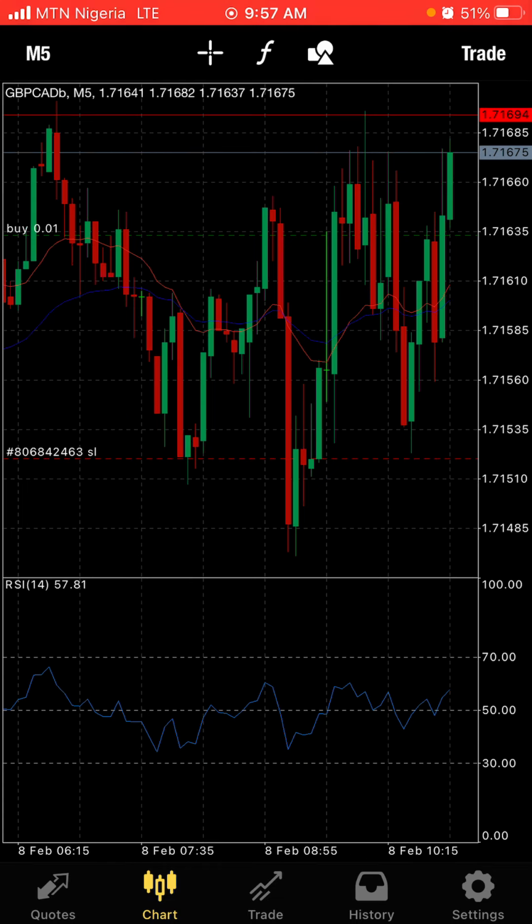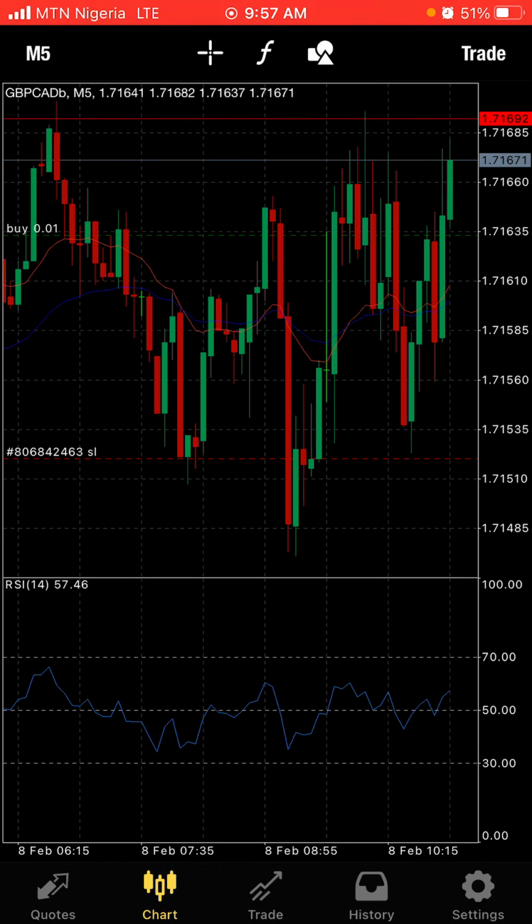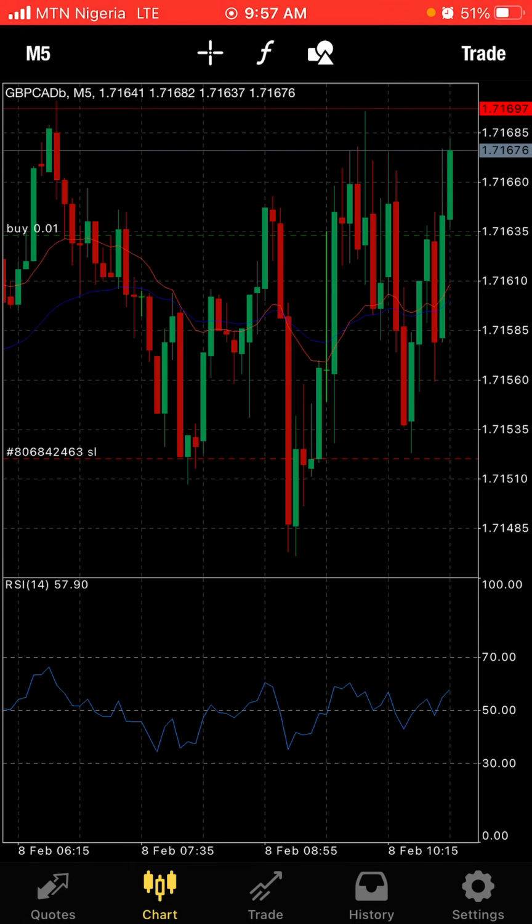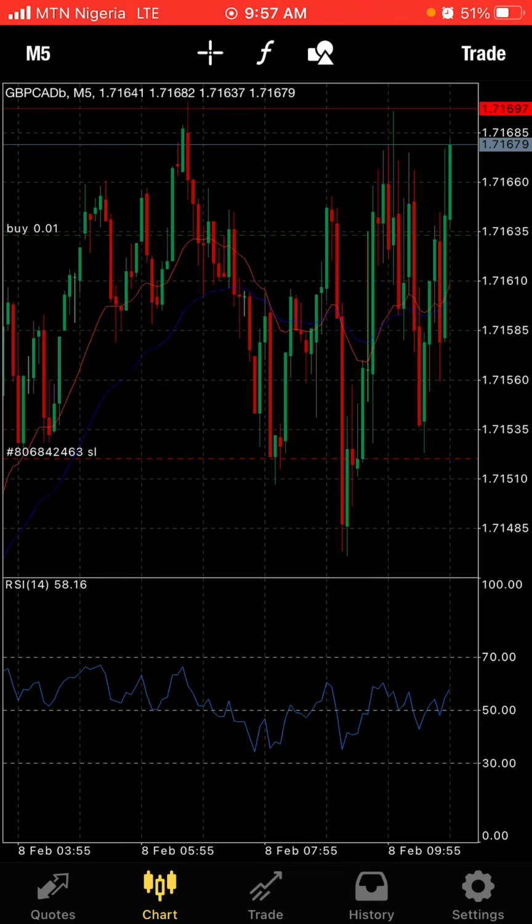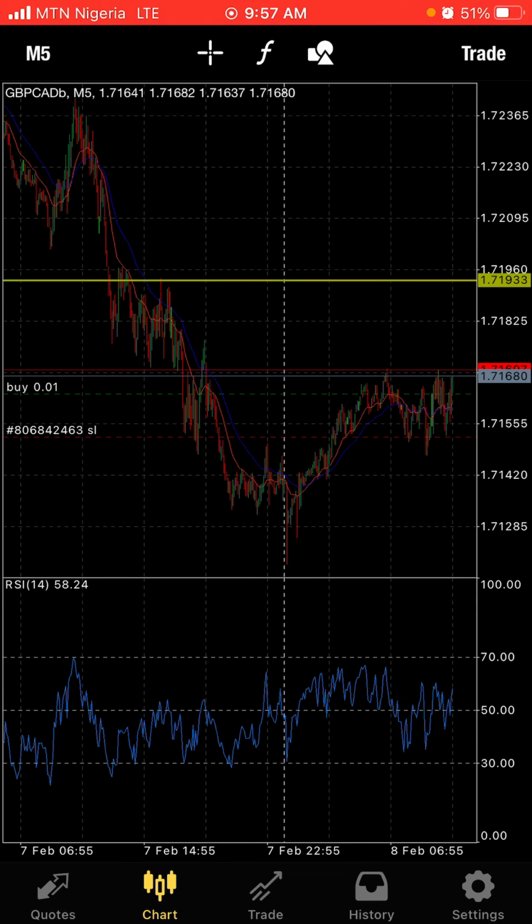Whenever you enter a trade, you have to place your stop loss. No matter how big you are in this forex market, you need to keep your pride aside, man. This thing is not for the weak. See, I've marked my TP now. Look at my TP there.